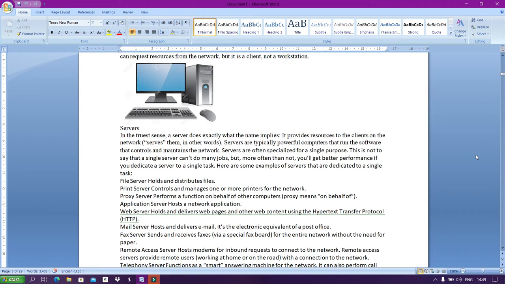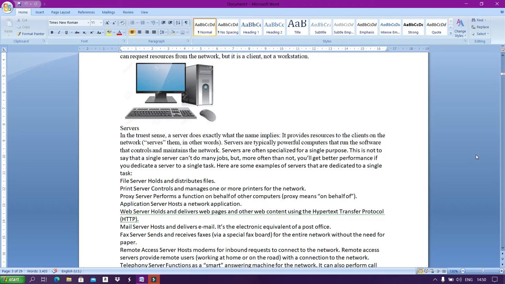Okay, servers. In the truest sense, a server does exactly what the name implies. It provides resources to the clients on the network, serves them in other words. Servers are typically powerful computers that run the software that controls and maintains the network. Servers are often specialized for a single purpose. This is not to say that a single server can't do many jobs, but more often than not you'll get better performance if you dedicate a server to a single task.